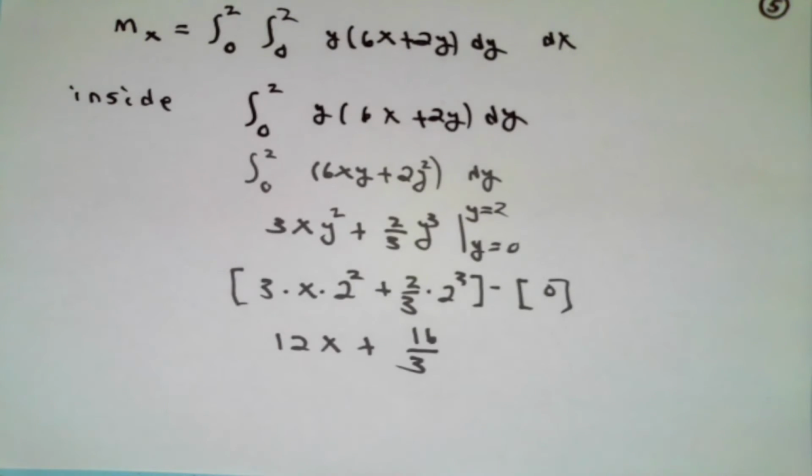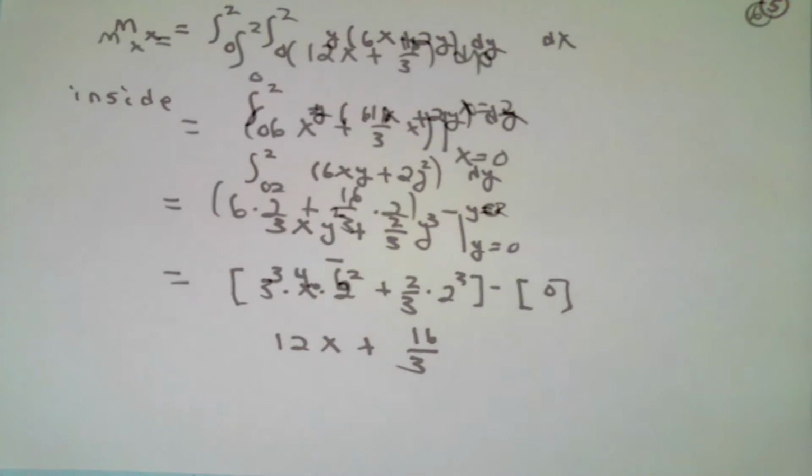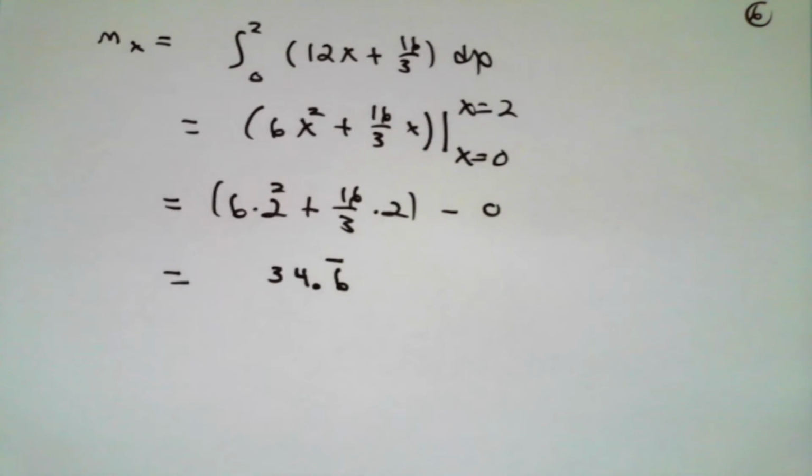The quantity that I have to integrate with respect to x in order to get the moment about the x-axis then is 12 times x plus 16/3. Carrying out the resulting integral with respect to x, we find out that the moment about the x-axis is 34 2/3 units. We now know everything we need to know in order to calculate the center of mass.